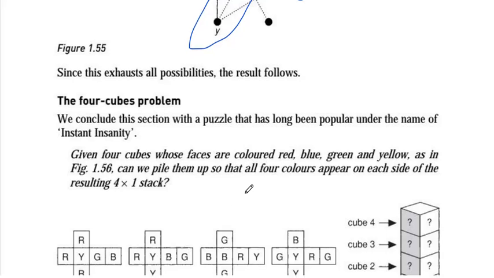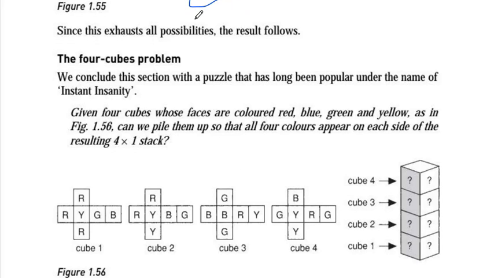Okay, now third puzzle, the 4 cubes problem. Given 4 cubes whose faces are colored red, blue, green and yellow. There are 4 cubes and all the cubes are colored with red, blue, green and yellow as shown in the figure, like this: cube 1, 2, 3 and 4.